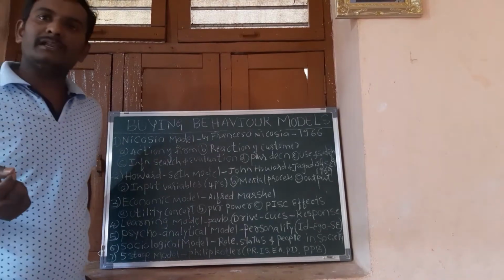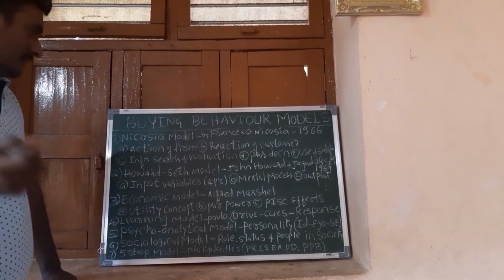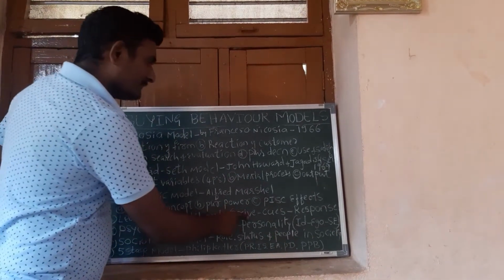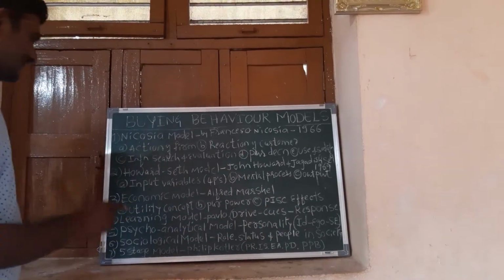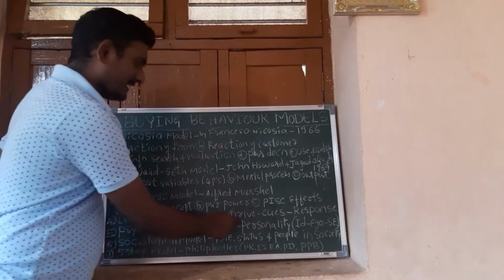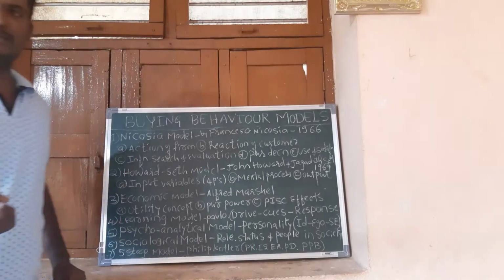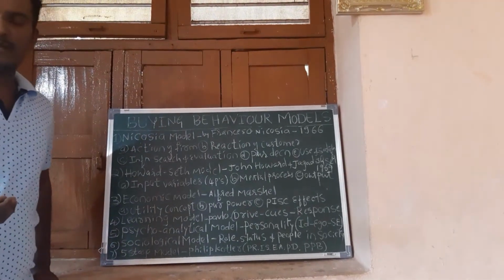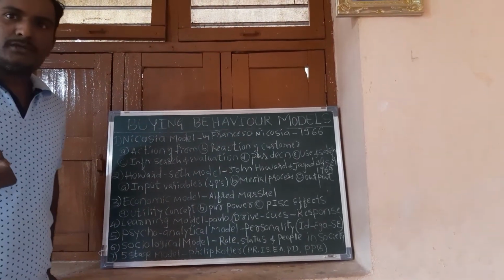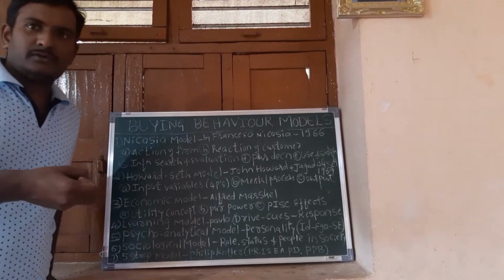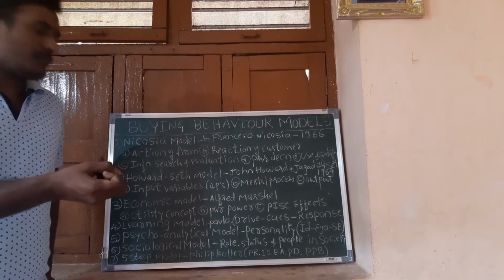It is also popularly known as the Pavlovian model. Here there are three important components in this learning model. One is drive. Drive is an internal force or internal want which comes out for buying a particular product or service.